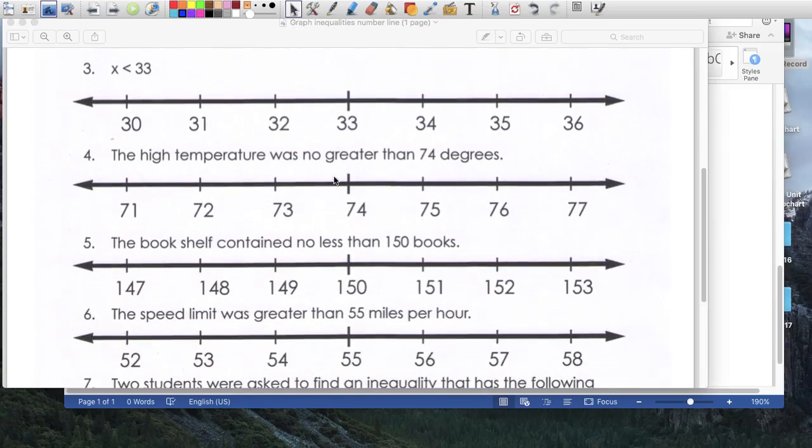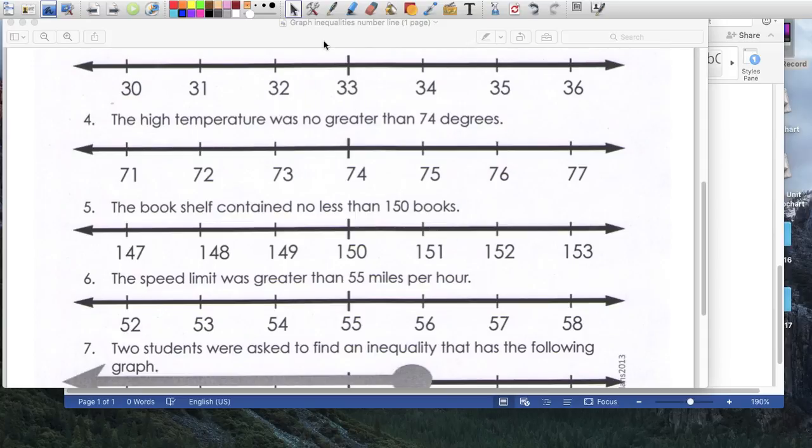What's 4? The high temperature was no greater than 74 degrees. So on top of 74, it was not greater than 74, so it can't be 75, it can't be 76, and it can't be 77. So whatever the temperature was, 73, 72, 71, 50. It was up to 74. So you want all these numbers over here all the way. Any number less than 74, and in this case, no greater than 74 meant that it also could have been 74. So we're going to shade that.